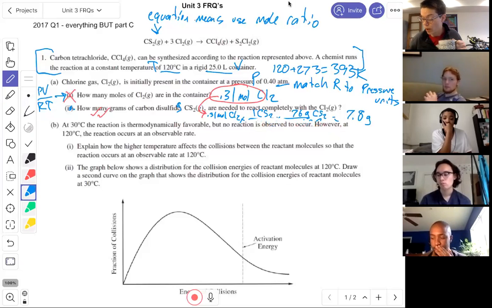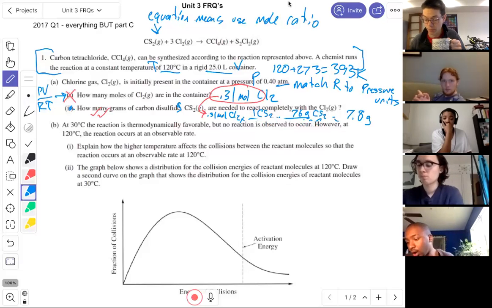Okay, so for part B, what information did they give you in part B?